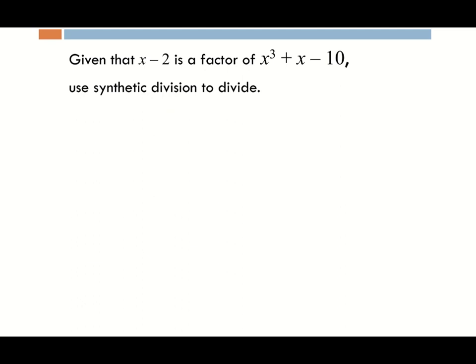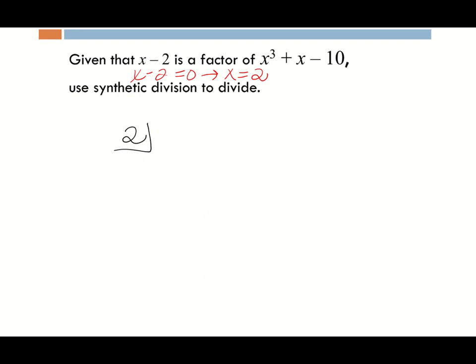Now let's look at another example. This time it says, given that x minus 2 is a factor of x cubed plus x minus 10, use synthetic division to divide. So that means that x minus 2 goes into our polynomial here. So we're dividing by x minus 2, which means we need to figure out what our 0 is, what x equals. In this case, x minus 2 equals 0, so x is going to be 2. So we're going to put 2 on the outside.